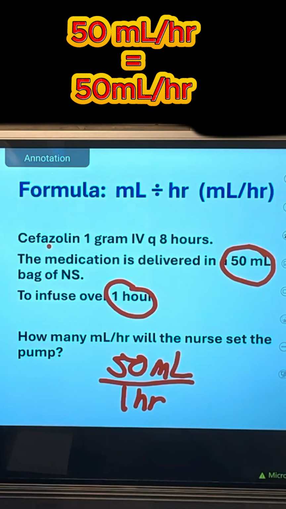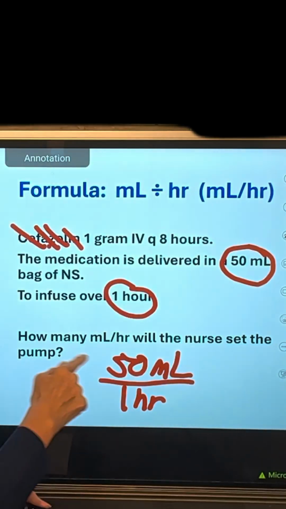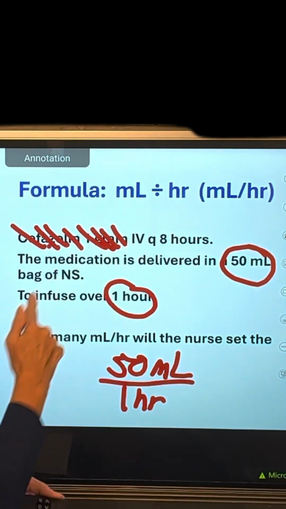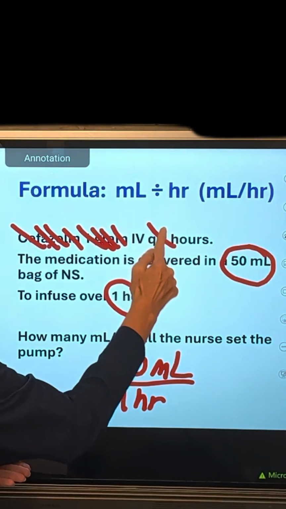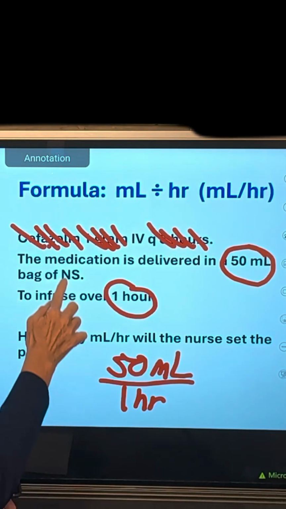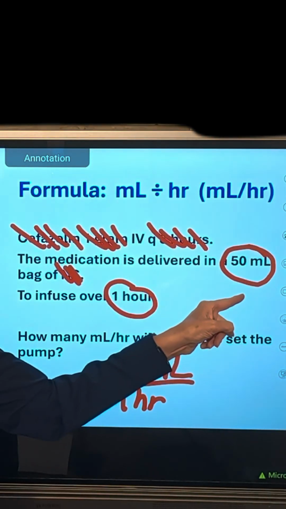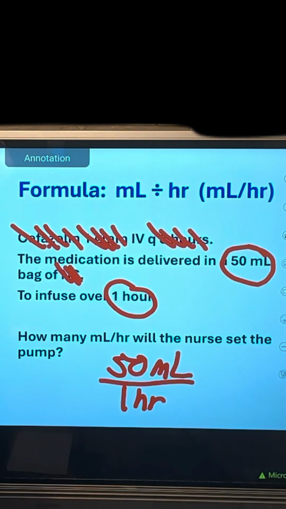And you know what you don't need here? You don't need to know the medicine. You don't need to know how many grams it is. You don't need to know how often you're going to walk in the room. You don't even need to know what it's in, normal saline, but you do need to know how much liquid you have and how many hours it's going to go in over. 50 milliliters divided by 1 hour is 50 milliliters an hour.